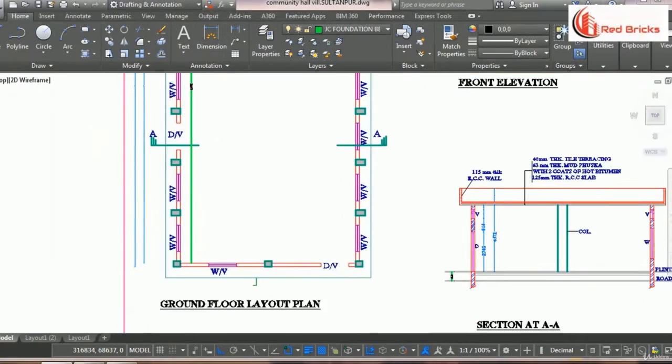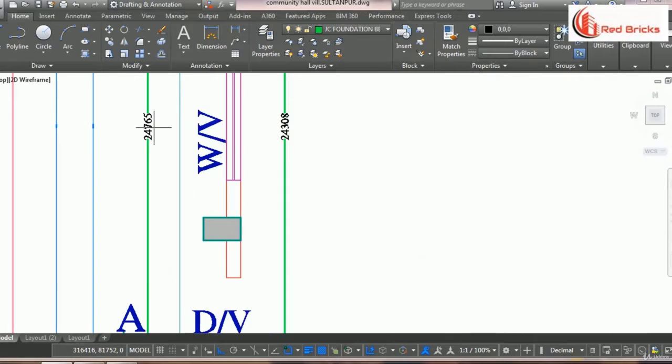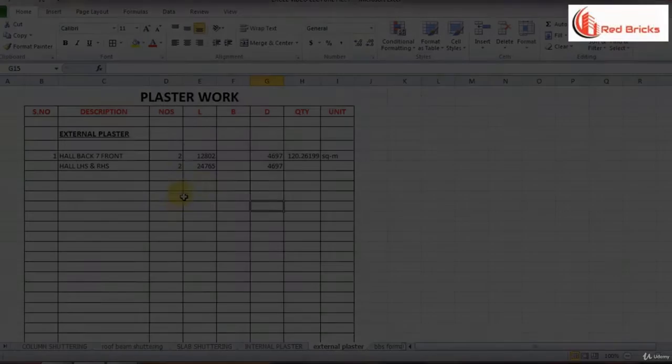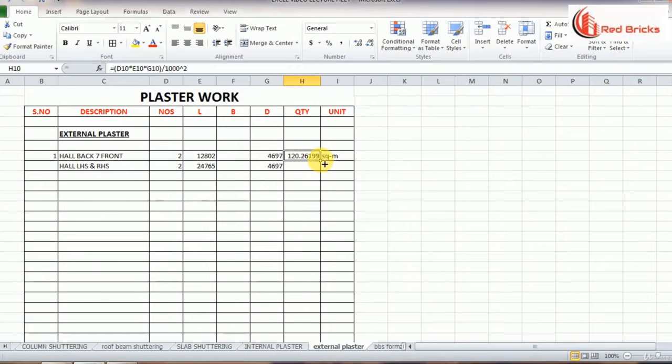The length of the left hand side is 24,765 and it will be the same on the right hand side. We will find its quantity in a similar way as we found the above quantity.